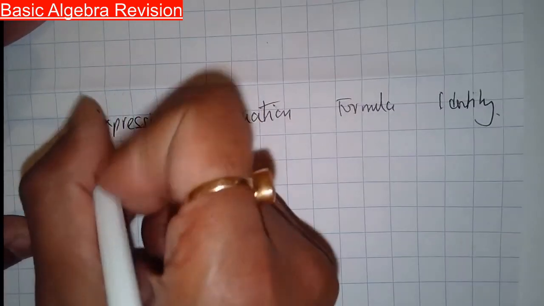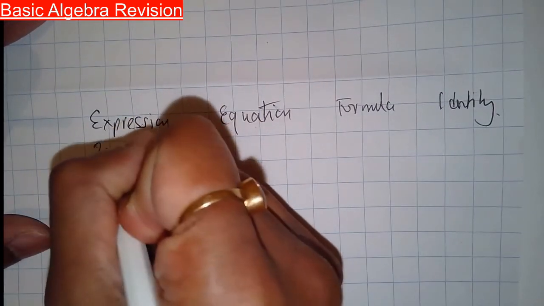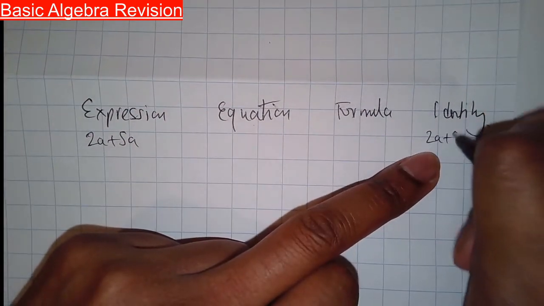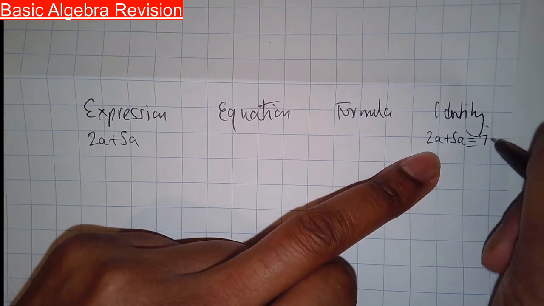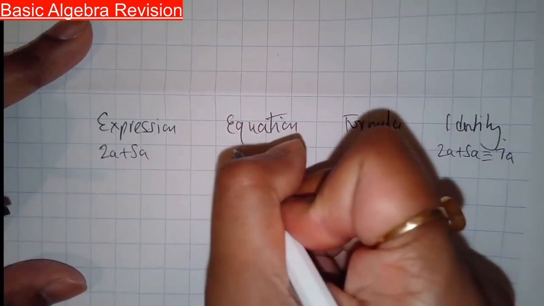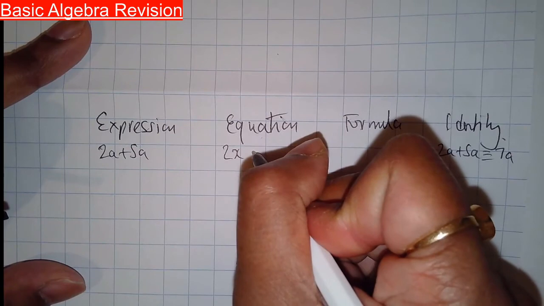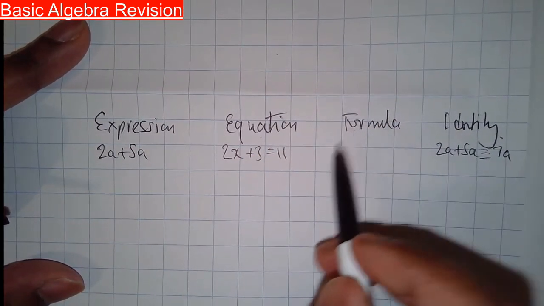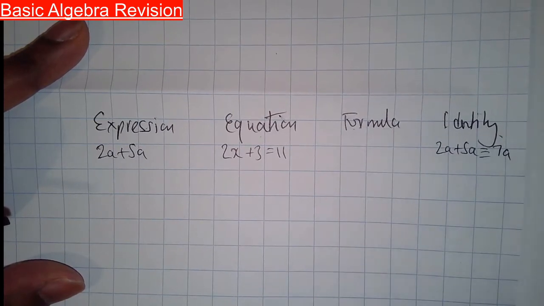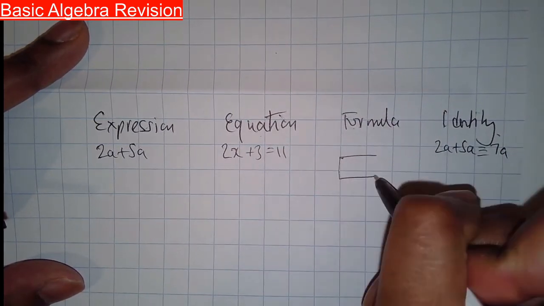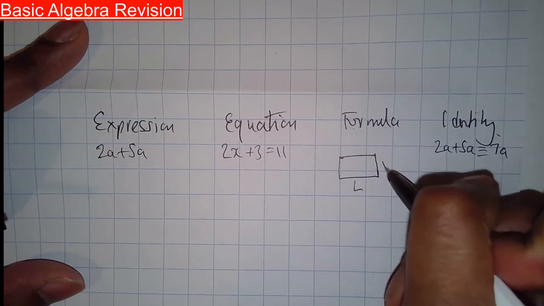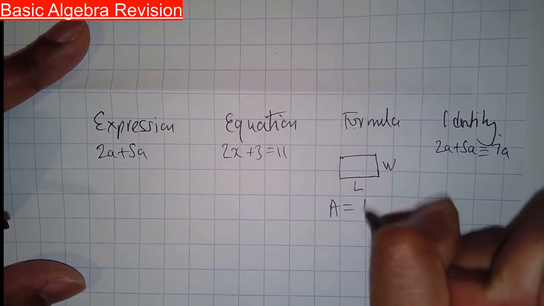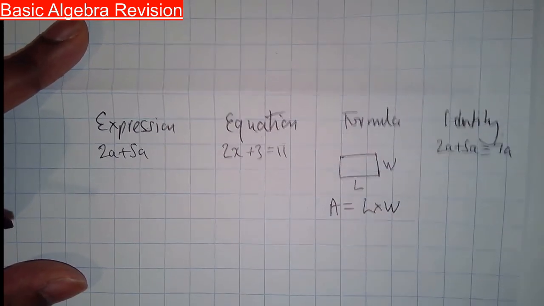So expression, example, 2 apples plus 5 apples. Identity, 2 apples plus 5 apples is identical to 7 apples. An equation, something times 2 plus 3 to give me 11. That's an example. And the last one is a formula. A formula does something useful. Like for example, when you've got a rectangle and this is the length and that's the width, and you want to work out the area, area is equal to length times width. And that is something useful.